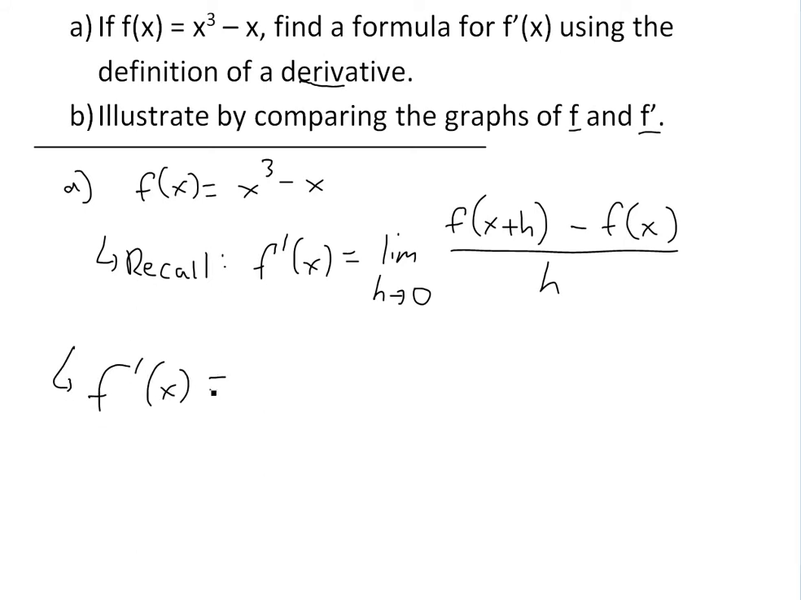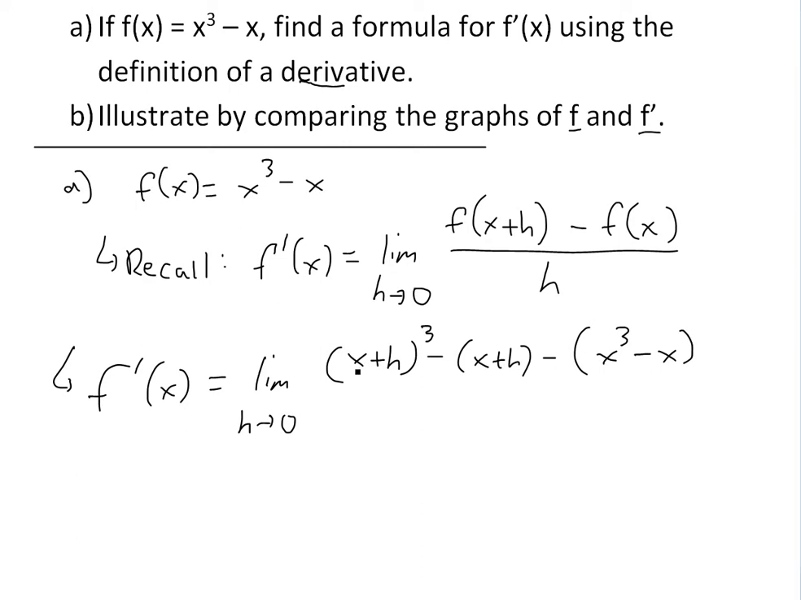We'll get f prime of x equals the limit as h approaches 0 of, if we plug in x plus h, we're going to get x plus h cubed minus x plus h, and then obviously subtracted by x cubed minus x right here. So this is f of x, and this part is f of x plus h, and then all divided by h.